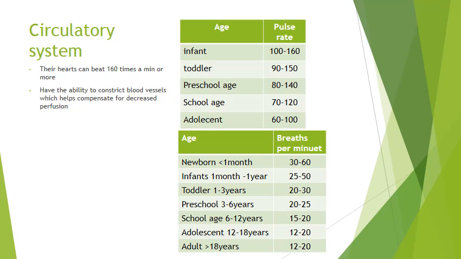And again, newborns breathe really fast, 30 to 60. Infants are down just a little bit, 25 to 50. Toddlers, again another step down, 20 to 30. Preschoolers stay about the same, 20 to 25. School age is 15 to 20, and adolescence is 12 to 20, and that's where your breathing rate kind of plateaus.